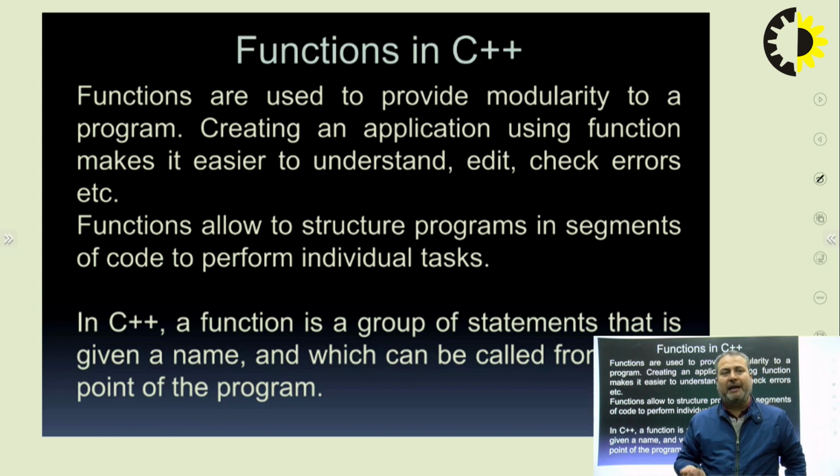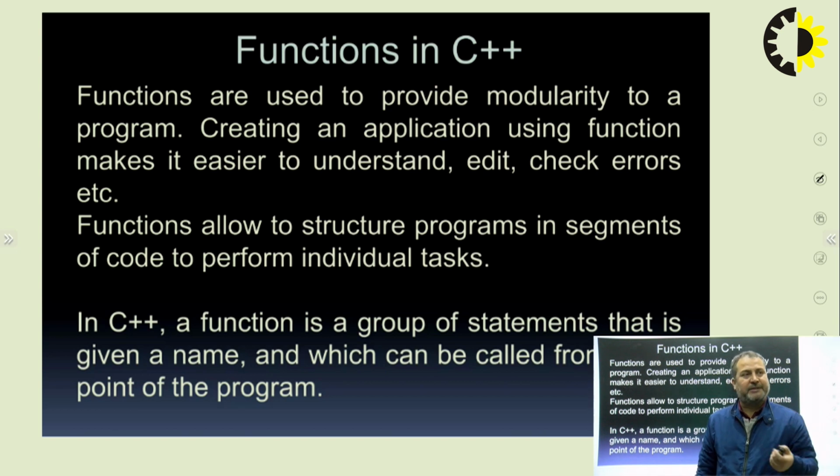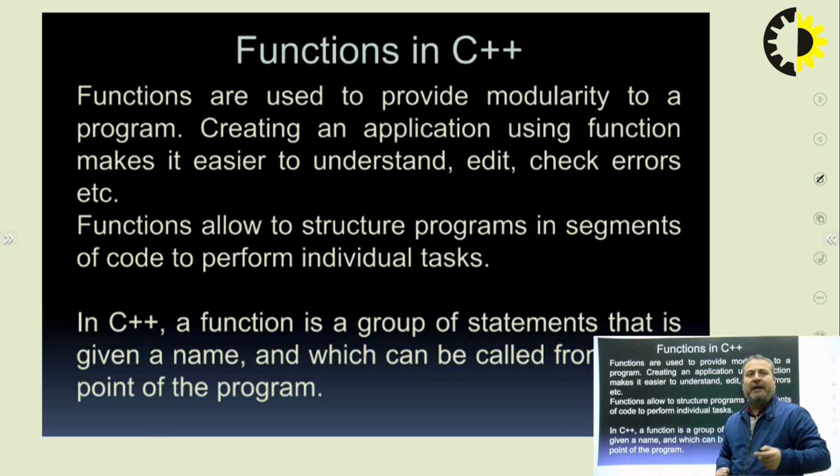We need not rewrite the code; we will simply call the function. The code will be written only once, and the same code will be executed the moment it is called. So ultimately we can reduce the space complexity. Functions are also used to provide modularity to a program. Creating an application using functions makes it easier to understand, edit, and check errors, because we can modularize everything.